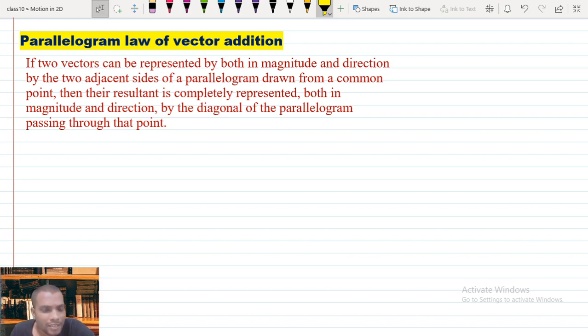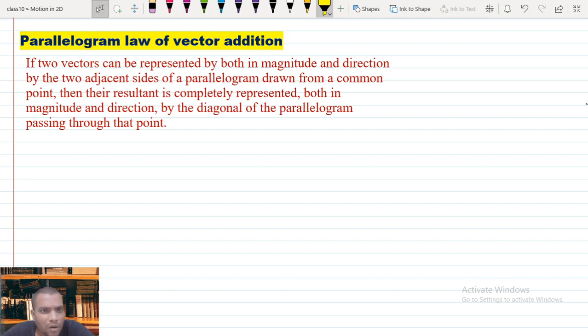So in vector addition, we have two types of laws. One is the triangle law, another one is the parallelogram law. The derivation for both is exactly the same. If you can do one, the other is ditto. There is no change, just the position of vectors changes, so that we can understand by studying the textbook itself.